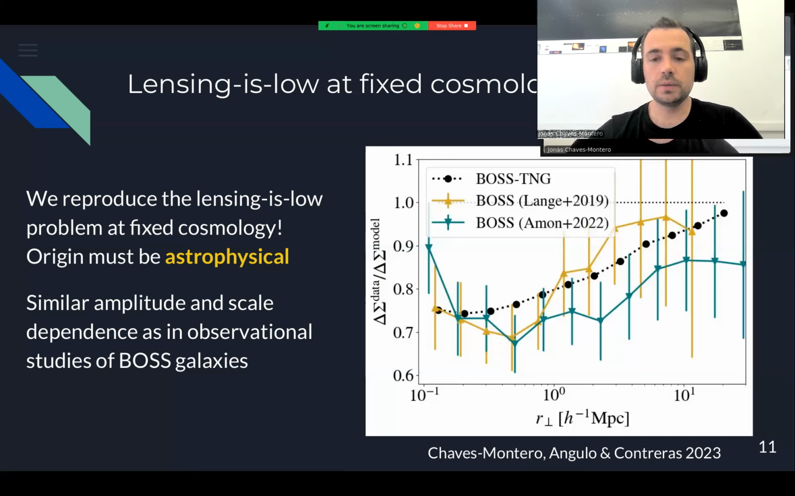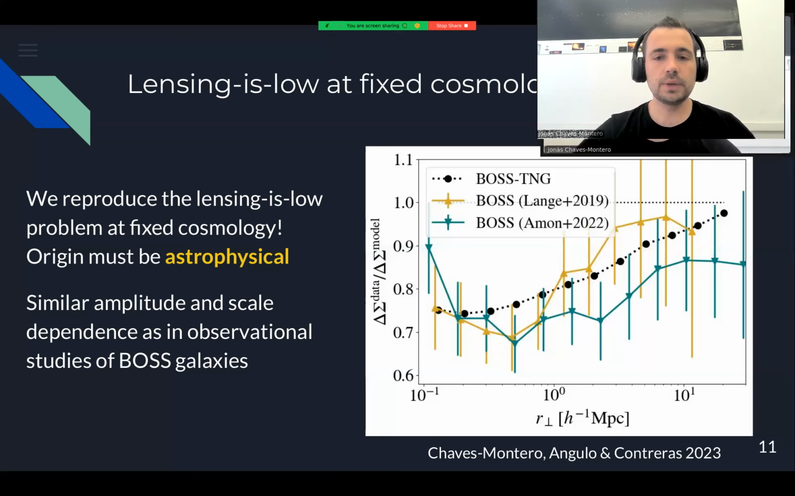And given that we were using as target data galaxies from the TNG simulation, which uses a Planck cosmology, and we are evaluating the model in a simulation with a Planck cosmology, the only origin of the problem could be astrophysics, because we were fixing the cosmology.